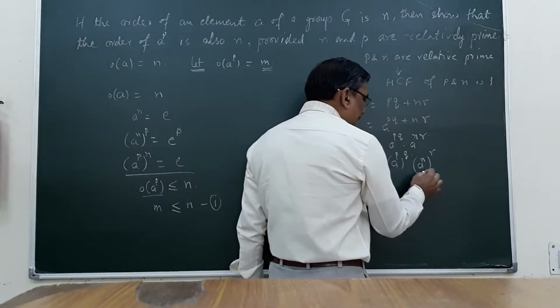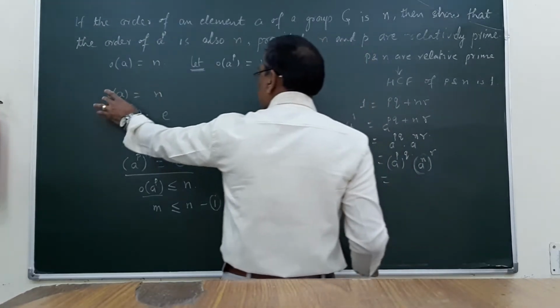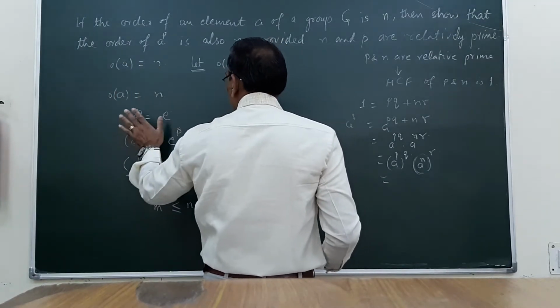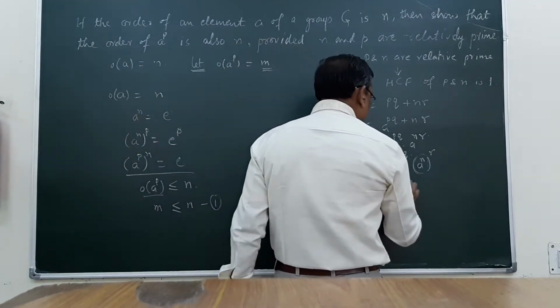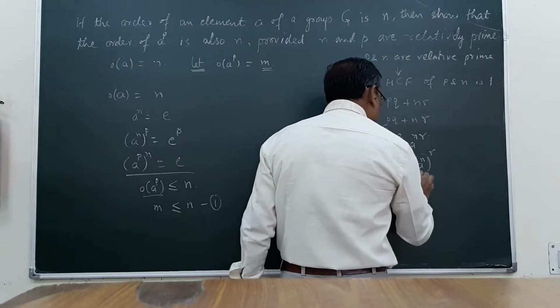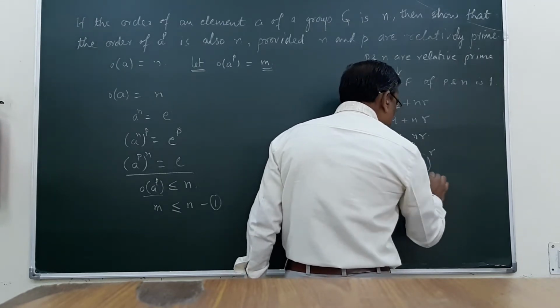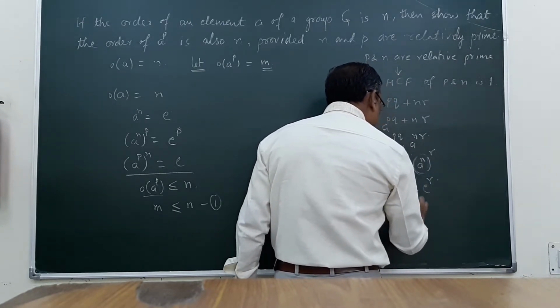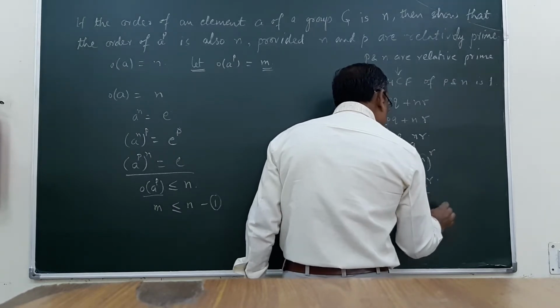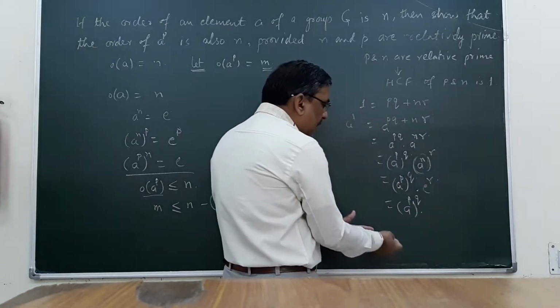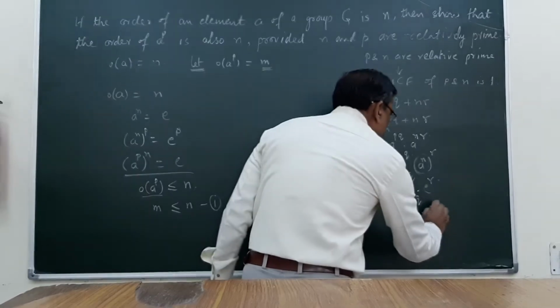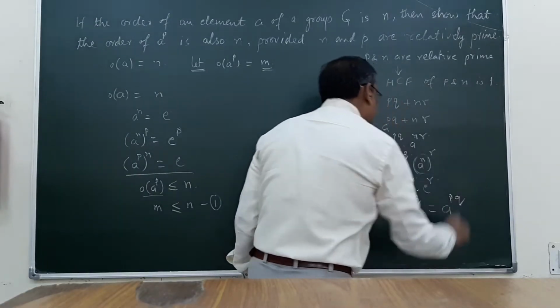And this I can write as a raised to the power n. Order of a is equal to n, so a raised to the power n is equal to identity. I can write a raised to the power p raised to the power q and e raised to the power r, that is (a raised to the power p) whole raised to the power q into identity. This is again identity, so I can write this is equal to a raised to the power pq.